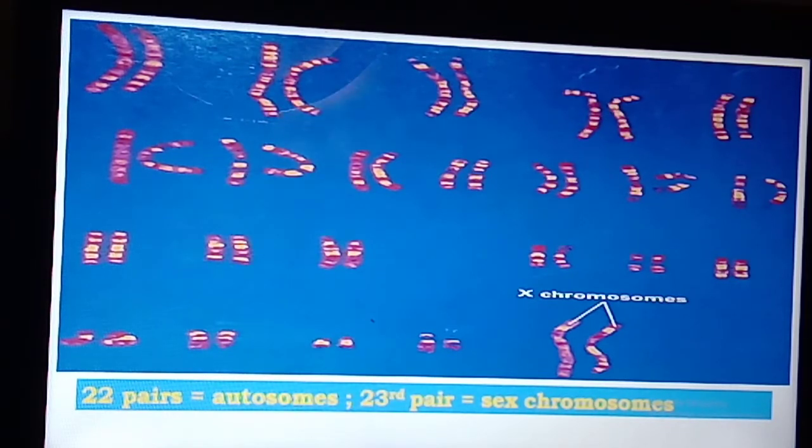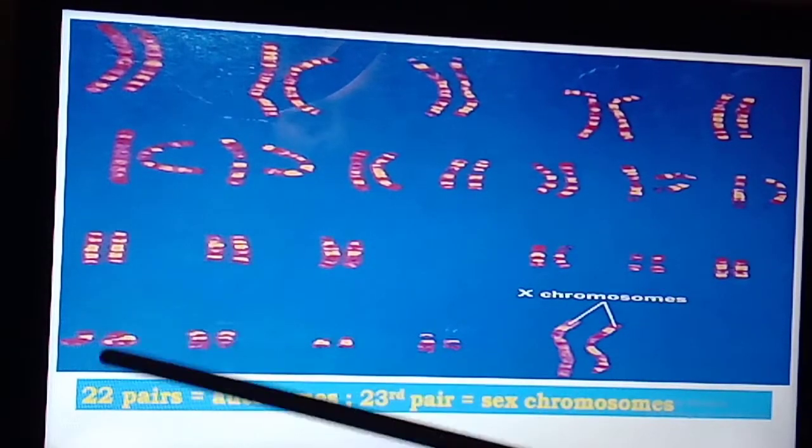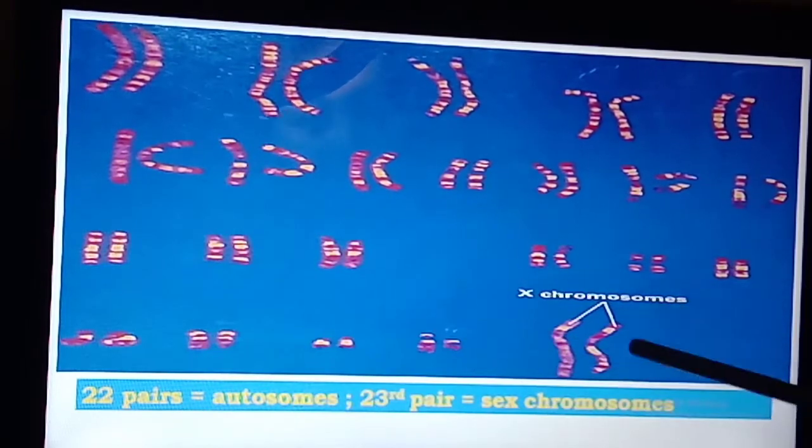As you can see in the picture, these are the chromosomes. In our human body, we have 46 chromosomes or 23 pairs of chromosomes. 1, 2, 3, 4, 5, 6, 7, 8, 9, 10, 11, 12, 13, 14, 15, 16, 17, 18, 19, 20, 21, 22, 23 pairs of chromosomes.